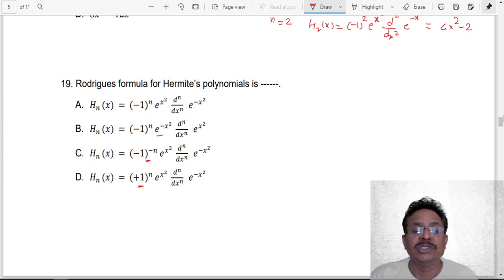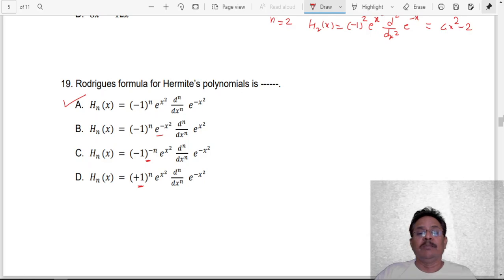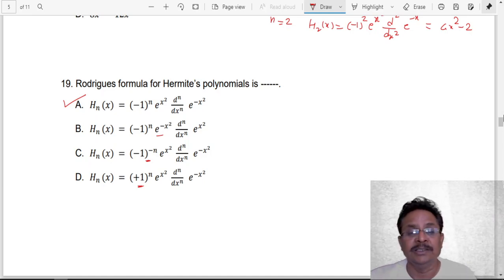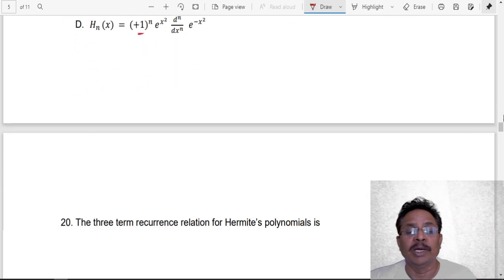So these are the changes that have been made in the Rodrigues formula, and therefore the correct Rodrigues formula for Hermite polynomial is Hn of x is equal to minus 1 raised to n into e raised to x square multiplied by d raised to n upon dx raised to n multiplied by e raised to minus x square. So that is why the correct answer of this question number 19 is A, as shown by this example.